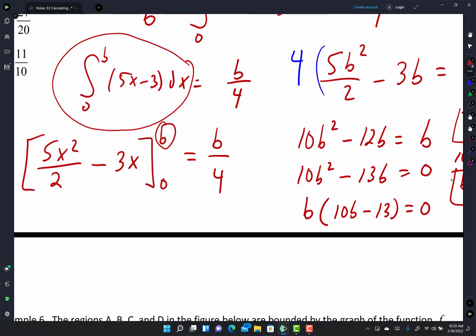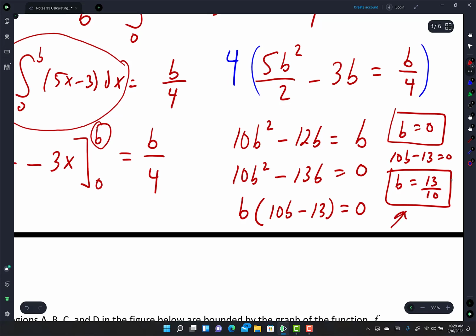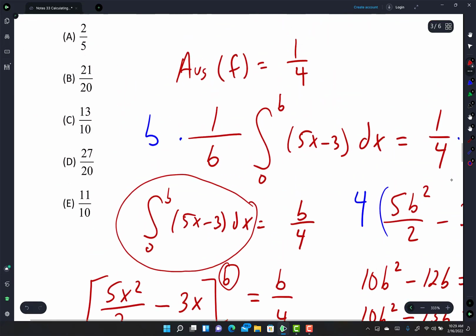Yeah, and you haven't moved. So it has to be 13 over 10, unless I made a mistake somewhere. Is there a 13 over 10 in there?